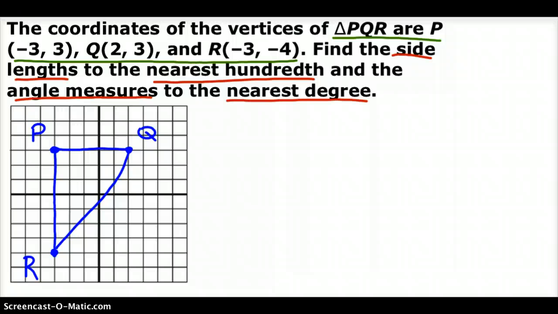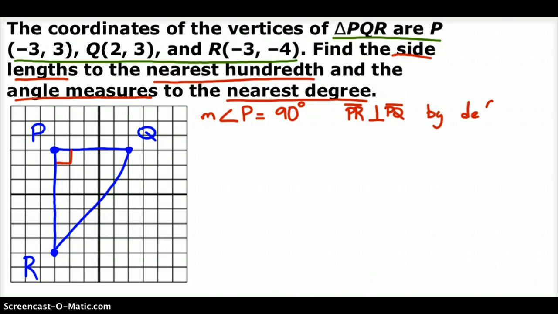Okay, so a couple things I might say right away is I might say the measure of angle P equals 90 degrees, okay? So we know that the measure of angle P here is 90 degrees because we have a vertical and horizontal line, right? So we can say something like, for our explanation, we can say that PR is perpendicular to segment PQ, okay, by definition, right? We know that vertical lines and horizontal lines are perpendicular. So that's definitely good to know, right? So we know that we're dealing with a right triangle here, okay?